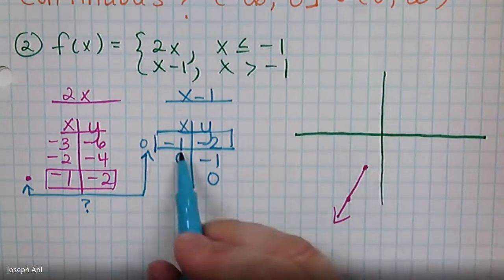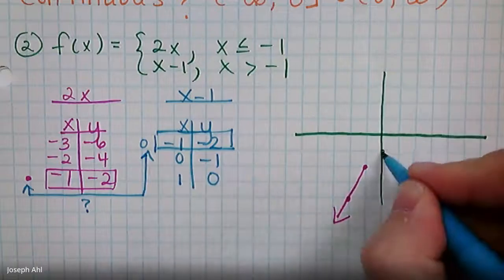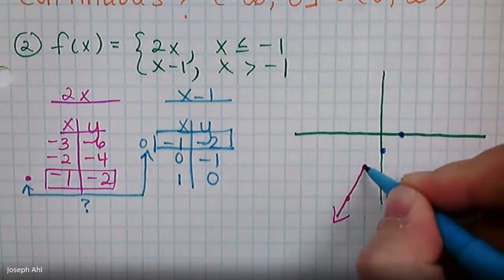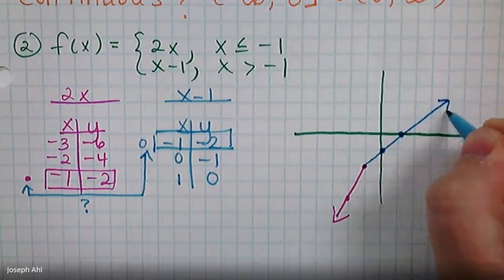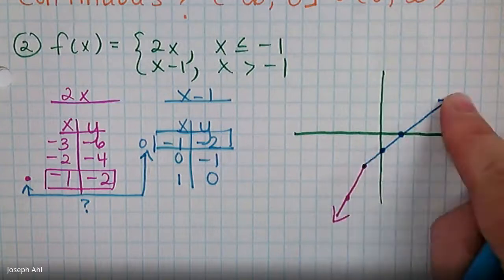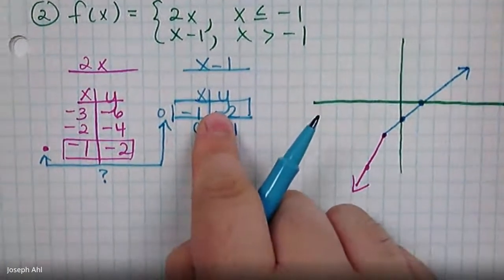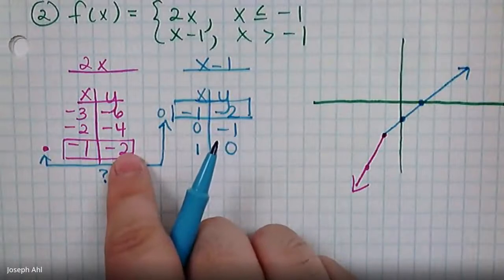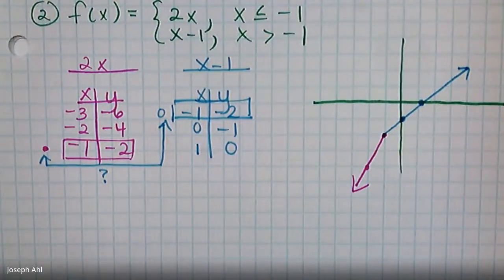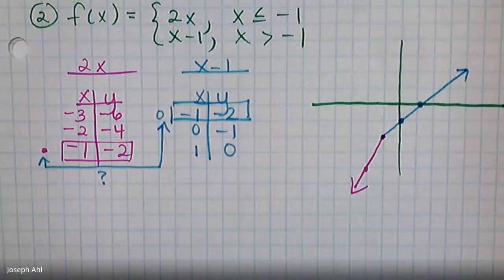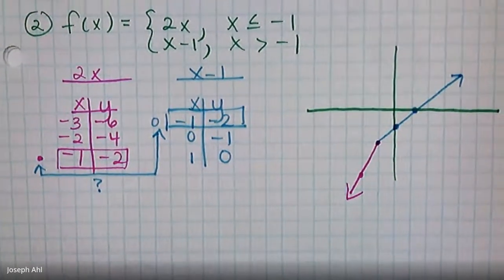So I can actually just pick up from -1, -2 and go 0, -1 and 1, 0. And the slope of this line gets broken, right? It went from a slope of 2 now over to a slope of 1. But because this graph picks up exactly where this one left off at the point -1, -2, we would actually find that this graph is not discontinuous anywhere. It's continuous over the set of all real numbers.